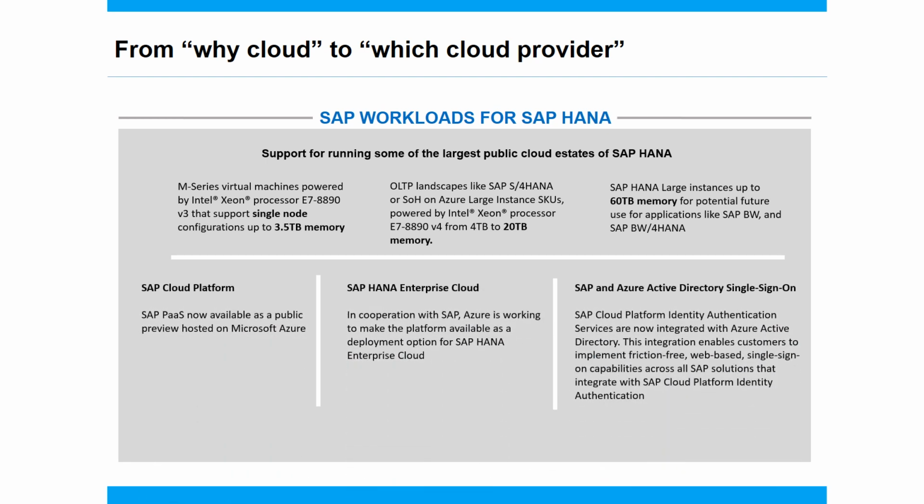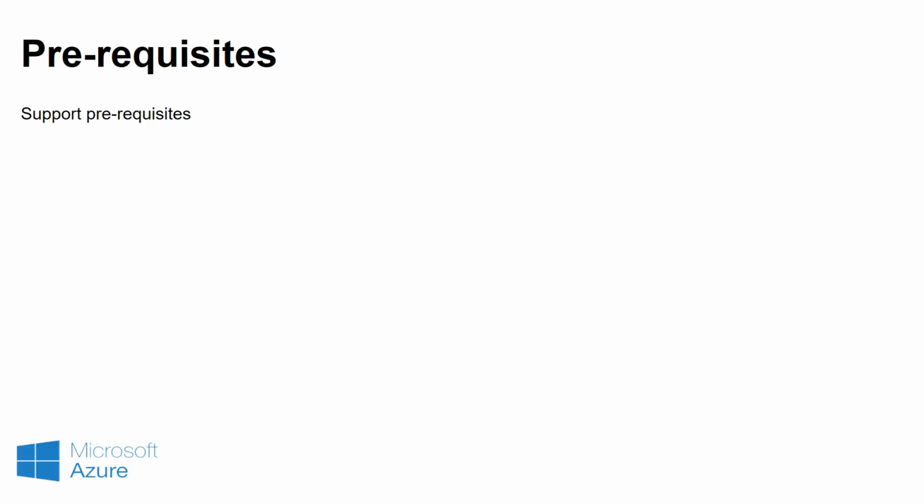New offers such as SCP or SAP HEC are now available in order to extend customer needs and make the platform a deployment option. From an identity services standpoint, SAP and Azure Active Directory SSO now allow the SAP Cloud Identity Authentication to enable the customer SSO capability across its integrated SAP solutions.